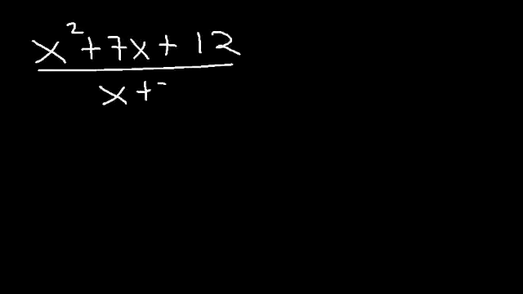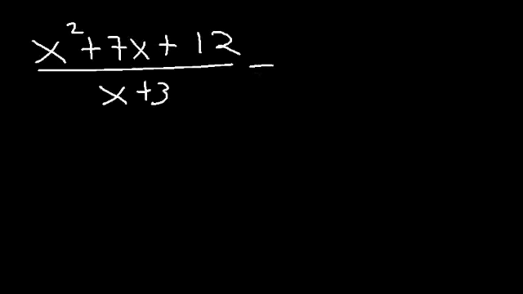Now what about dividing polynomials? Let's say if we wish to divide the trinomial x squared plus 7x plus 15. Actually, instead of plus 15, let's say plus 12. Let's divide it by x plus 3. How can we do so? There's 3 things that you can do. You can factor, you can use long division, or you can use synthetic division.